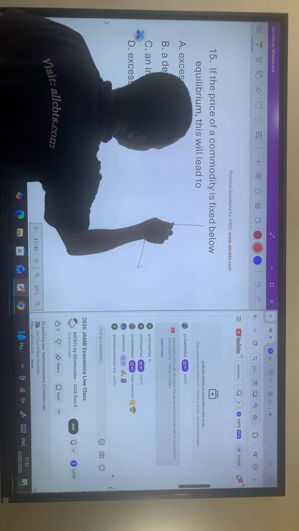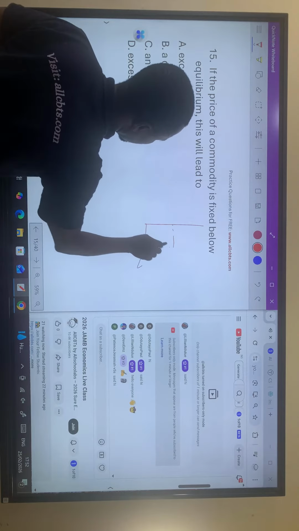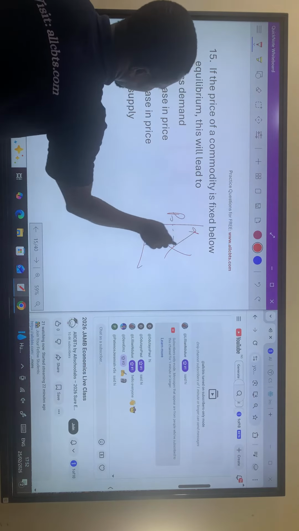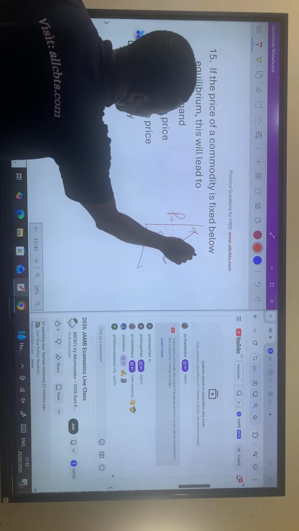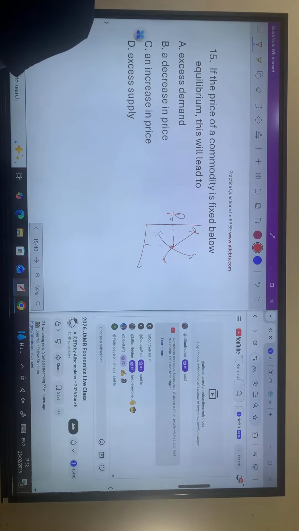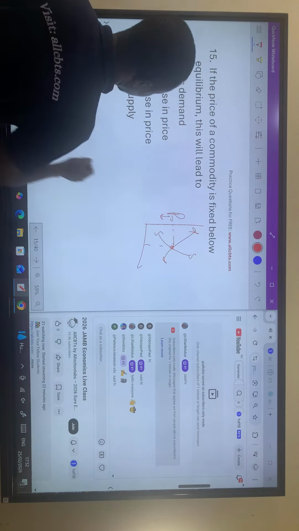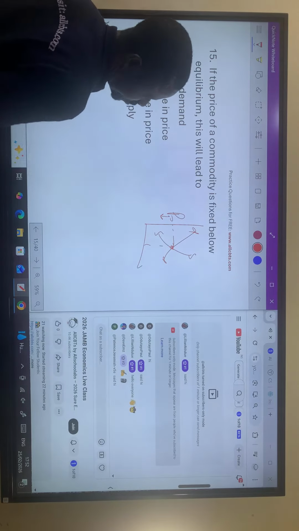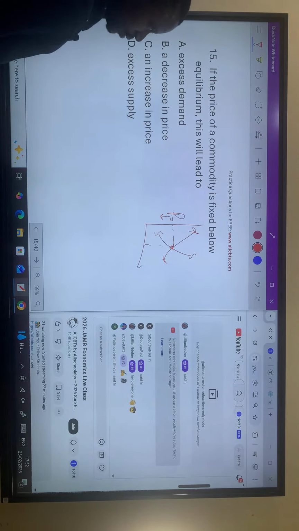This is the equilibrium. The equilibrium price, where the seller is ready to sell and the buyer is ready to buy. Okay? So when you fix a price below equilibrium, now you have already come down from the price the seller is ready to, what? To sell.